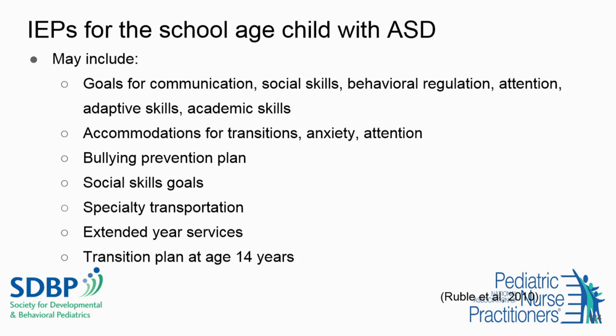The bullying prevention plan is, of course, going to be huge, making sure that these children are monitored for these types of things happening and that there's a solid plan of communication and intervention if needed. Door-to-door transportation may be very essential. Sometimes these kids cannot tolerate being on a school bus with a whole bunch of other children. Next is, will they qualify for extended year services? And then the law does state that you have to start planning for transition when the child is 14. So we start talking about that very young so these kids don't fall between the cracks.